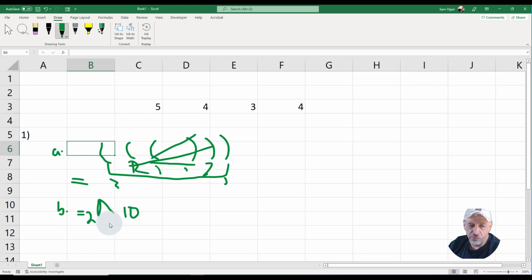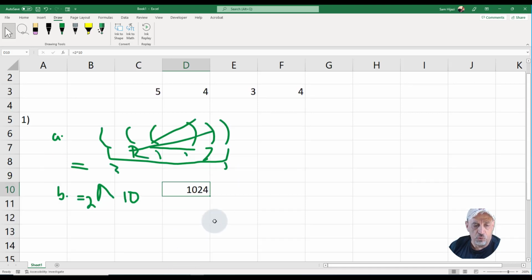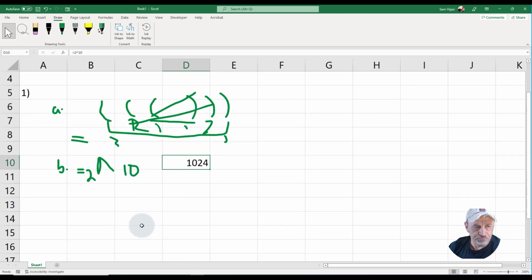So instead of multiplying 2 by itself 10 times, I say 2 caret sign, which is Shift 6 on the keyboard, raised to the power of 10. I'm going to show you the result in one specific cell here, cell D10, 2 raised to the power of 10, and we're going to see that it is 1024, which is the famous value for how many bytes are in a kilobyte.